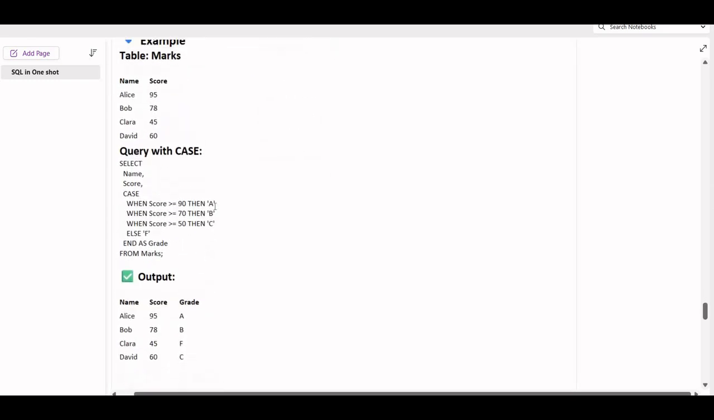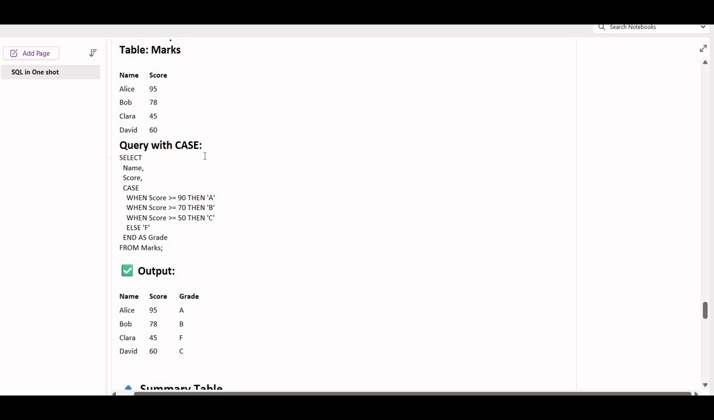Now we have a table named marks. In that you have two columns, one is name, another is score. You have to write a query with this CASE. SELECT name, score. Whichever columns you have to display, you have to give them here.